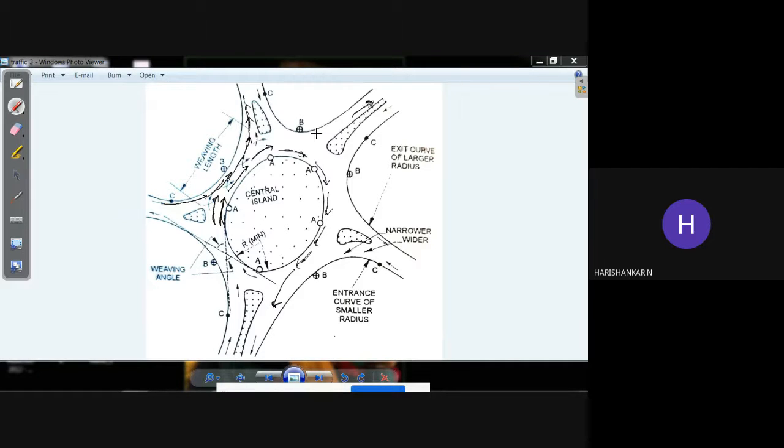But if I want to move in this direction, what should I do? First I have to shift my channel from here to here. So in this way I have to take a weaving action. I hope you are listening. If the weaving action is completed, then I will reach the inner radius. In the inner radius, I have to rotate like this. Once I reach here, I have to stop the rotation, and then again I have to weave to the second lane. I have to move towards this lane.